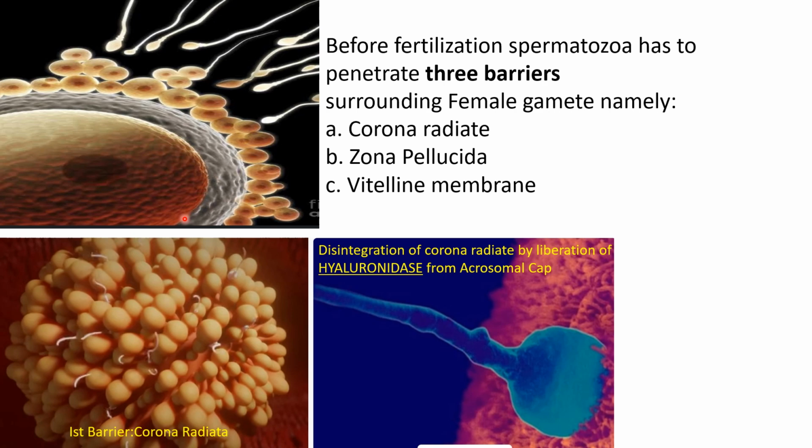So all the spermatozoa, about 300 to 500 spermatozoa, reach the ampullary cavity and all are involved in disintegration of this corona radiata. So how is the corona radiata disintegrated? It is by liberation of hyaluronidase from the acrosomal cap. Hyaluronidase is a proteolytic enzyme released from the acrosomal cap, which will help in disintegration of the corona radiata, so that the sperm will enter into the zona pellucida part.